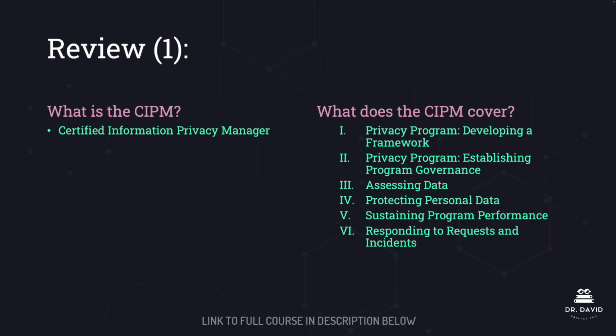In this lecture, we went over what the CIPM certification is. Again, CIPM is an acronym for Certified Information Privacy Manager. The CIPM certification and exam covers 6 domains. Those 6 domains are Privacy Program Developing a Framework, Privacy Program Establishing Program Governance, and then the final 4 domains deal with the Privacy Program Governance Lifecycle. And those 4 stages are Assess, Protect, Sustain, and Respond.